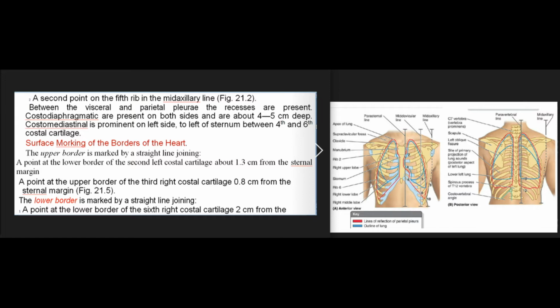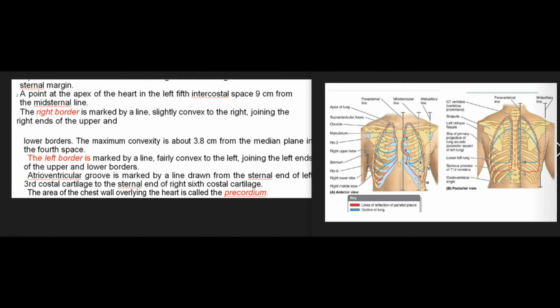Surface marking of the borders of the heart. The upper border is marked by a straight line joining a point at the lower border of the second left costal cartilage about 1.3 cm from the sternal margin, and a point at the upper border of the third right costal cartilage 0.8 cm from the sternal margin, Fig 21.5. The lower border is marked by a straight line joining: 1, a point at the lower border of the sixth right costal cartilage 2 cm from the sternal margin; and 2, a point at the apex of the heart in the left fifth intercostal space 9 cm from the mid-sternal line.